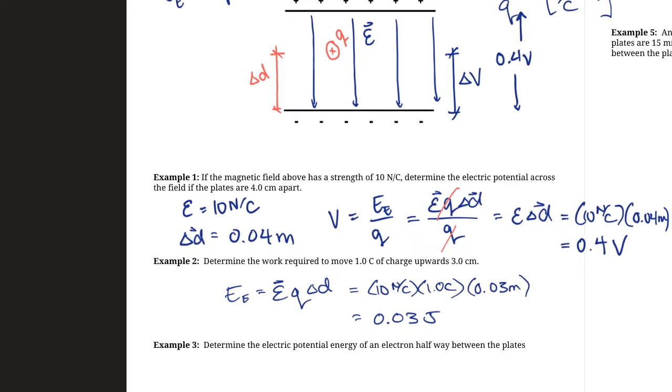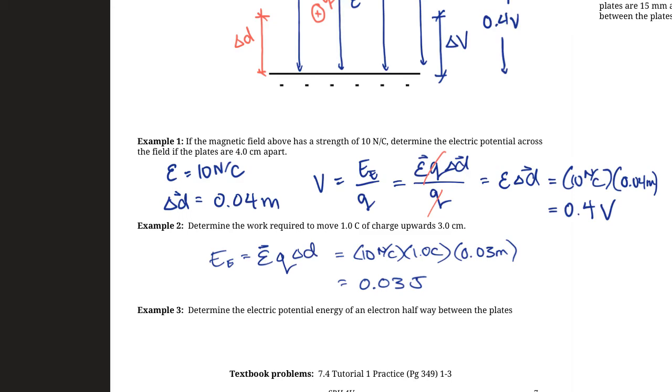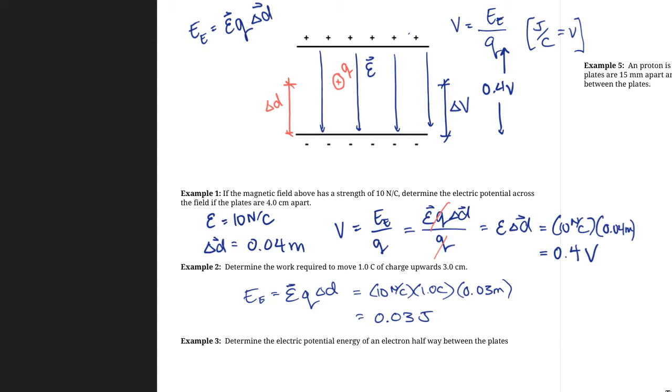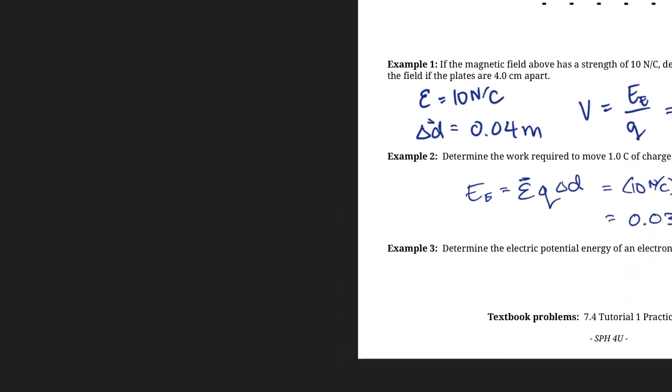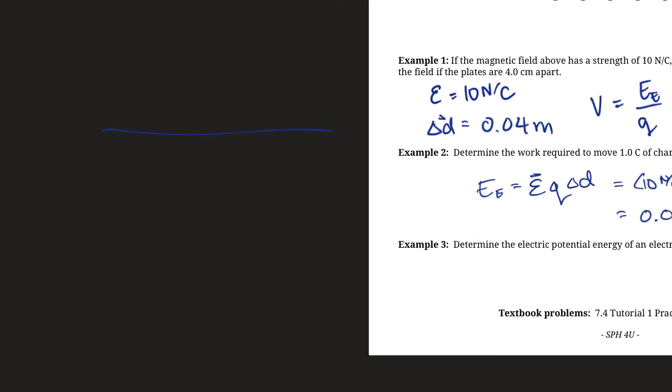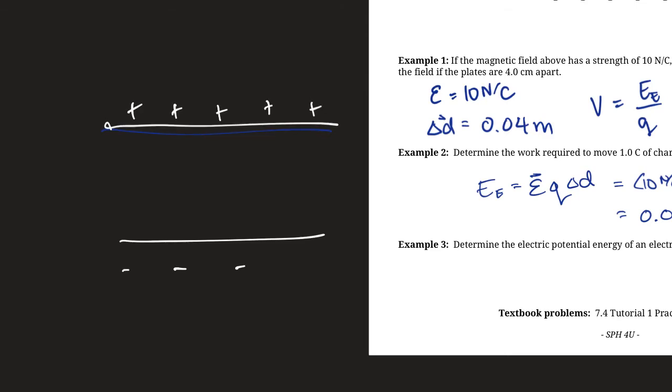Okay, and then example 3. Determine the electric potential energy of an electron halfway between the plates. So what's going to happen if we place an electron between the plates? I don't want to muddy up that sketch up there, so I'm just going to make a quick one over here. So we know that this is the positive plate, this is the negative plate. If we place an electron in the middle, which way is it going to want to go?